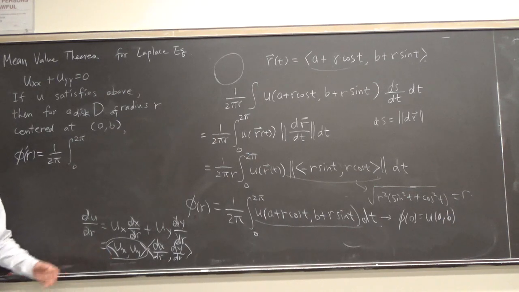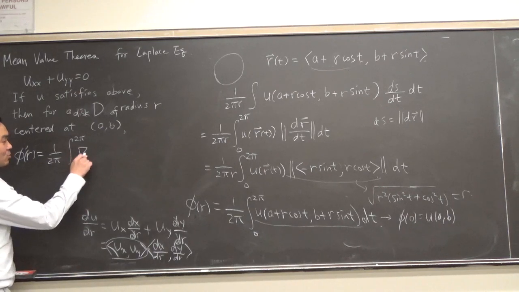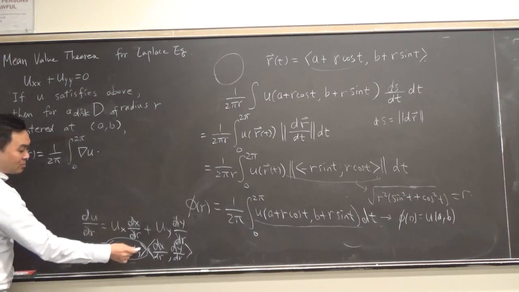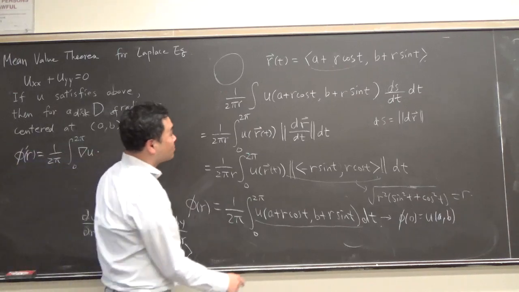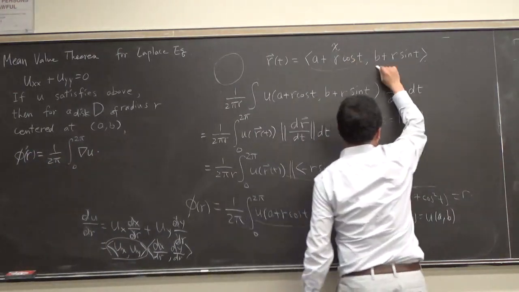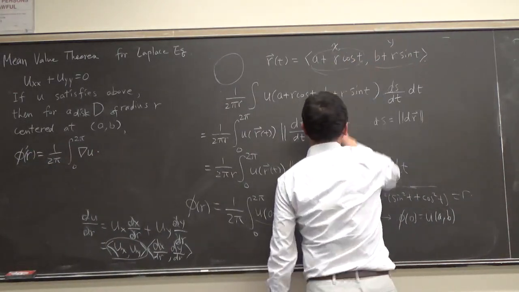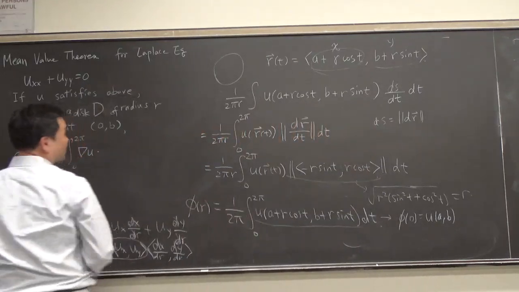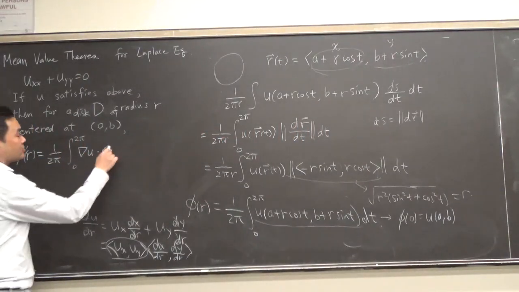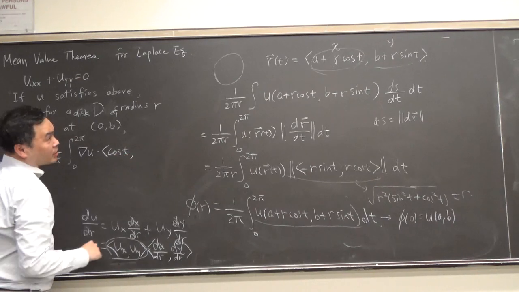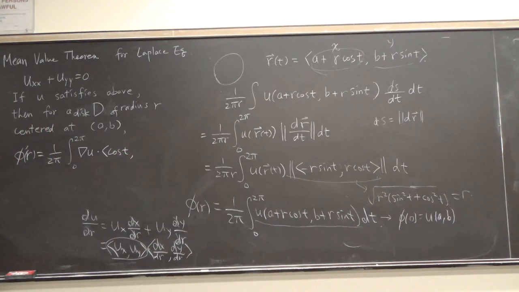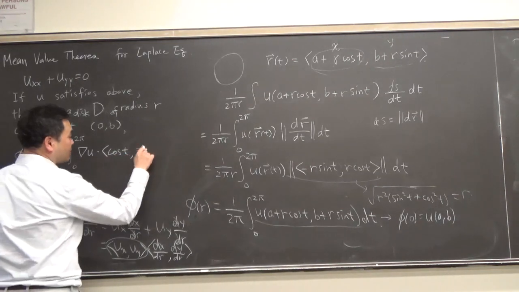Gradient of u. Okay? So this is the gradient of u. What's dx, dr? See, x is this, right? This is x, that's y, right? If you differentiate x by r, what do you get? Cosine t. And if you differentiate y by r, what do you get? Sine t.